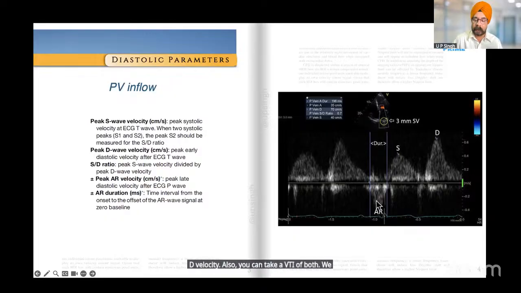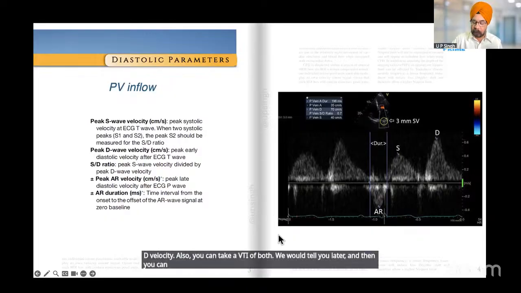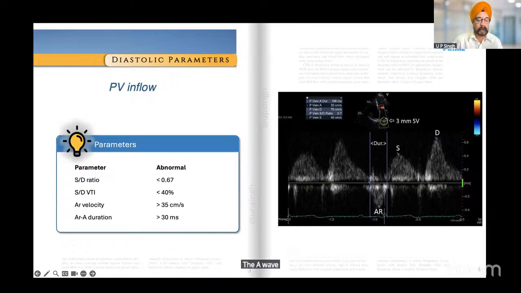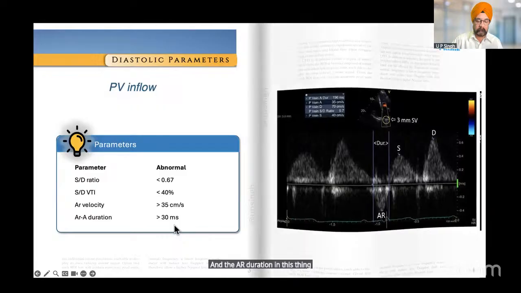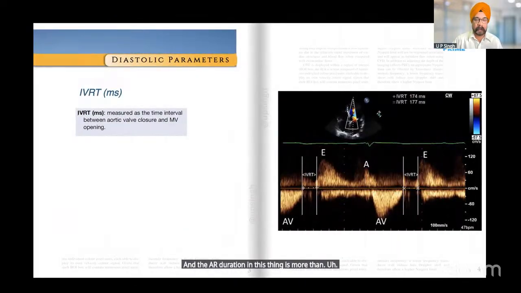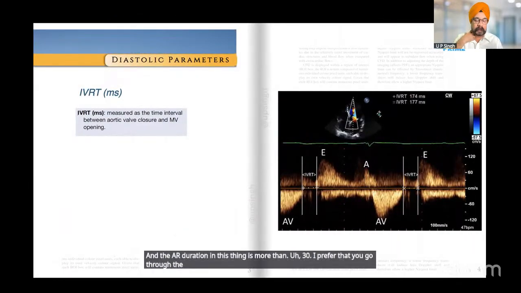We will tell you later. And then you can also take the A wave duration. And the abnormal values are if the S/D ratio is less than 1, or specifically if it is less than 0.7, and the VTI of S is about 40% of the D, and the AR duration is more than 30. I prefer that you go through the guidelines in detail, so that will save our time in discussing these small nitty-gritties during this talk.